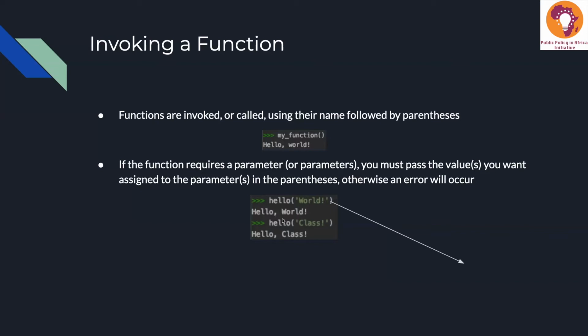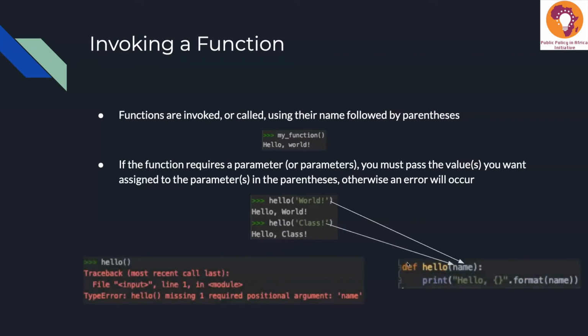Say I wanted to say hello to the class. Now I can invoke hello, and instead for my name parameter, I'll pass in class, and then it'll print hello class out to the console there, because that's all that function really does. It takes a parameter and then says hello to whatever that parameter is. So here's this function that we had defined, the def hello name.